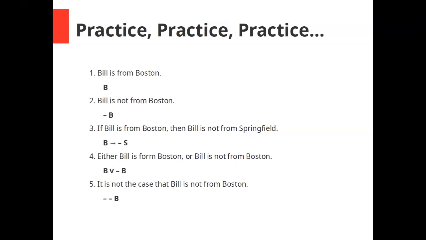And there are the answers. Bill is from Boston. That's just a simple sentence. Bill is not from Boston. That's just the same thing as saying it is not the case that Bill is from Boston. If Bill is from Boston, then Bill is not from Springfield. B, conditional, negation S. Either Bill is from Boston or Bill is not from Boston. B, disjunction, negation B. And then it is not the case that Bill is not from Boston. Yes, you need negation, negation B. Negation, negation B.